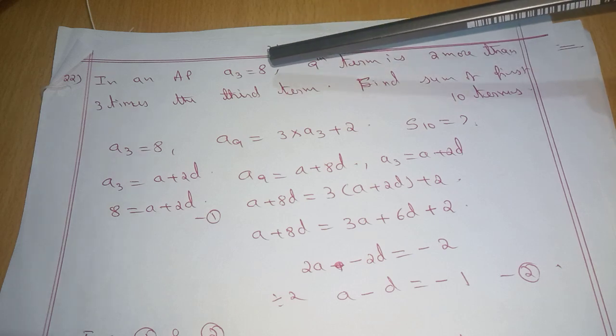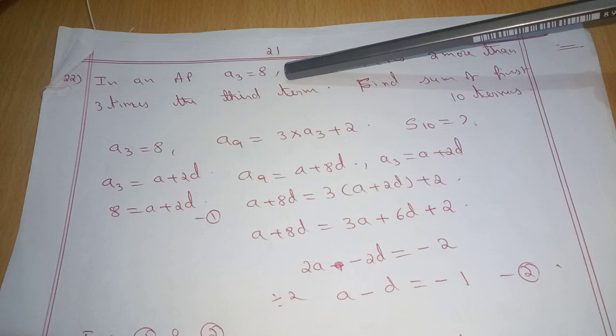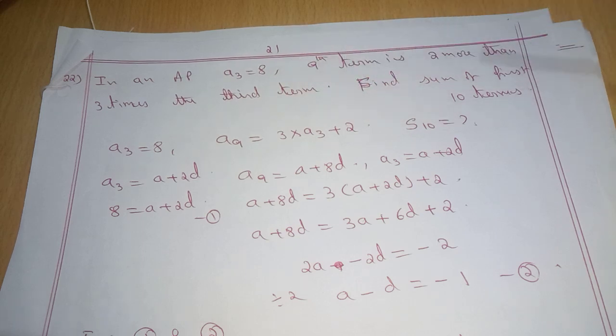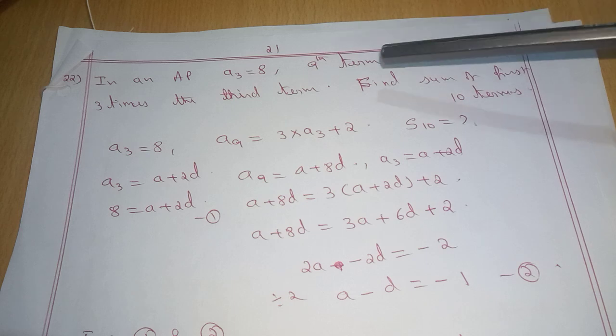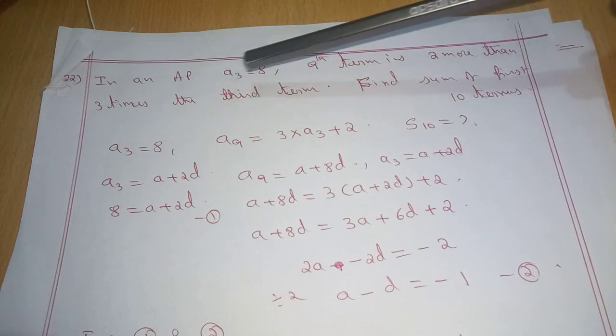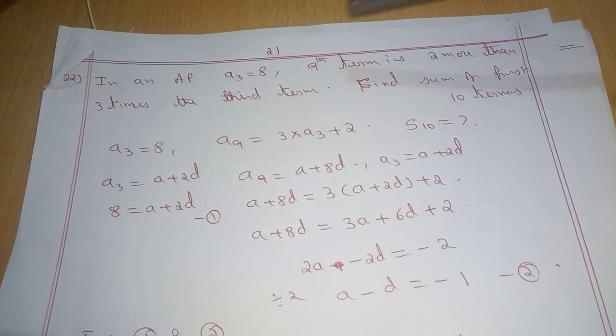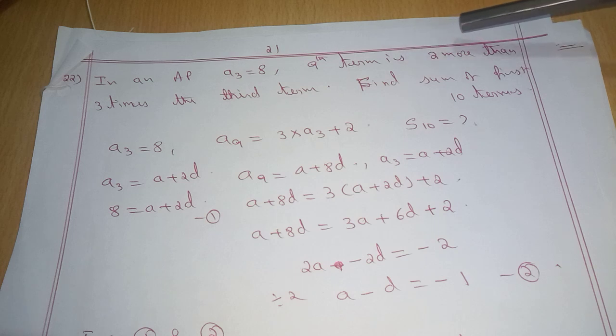In an AP, third term is 8. Ninth term is 2 more than 3 times the third term. Find the sum of first 10 terms.